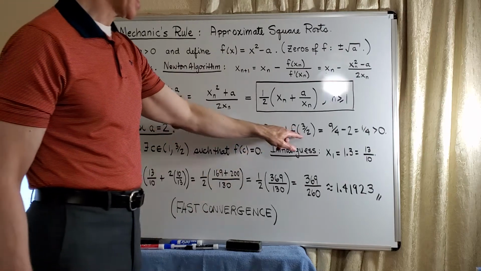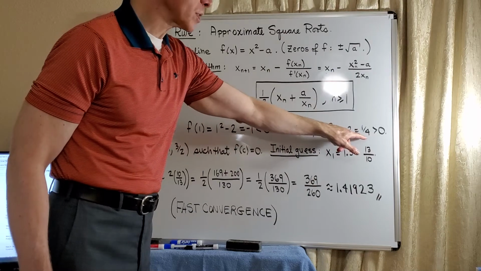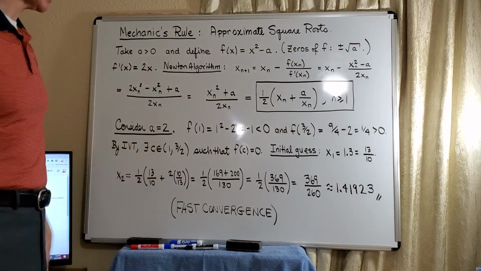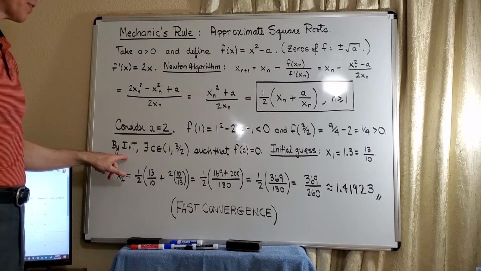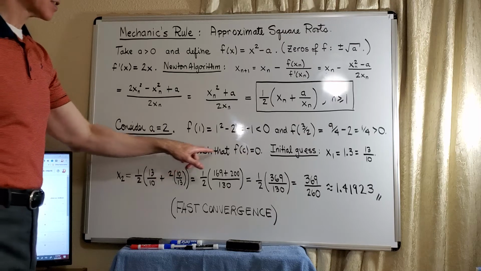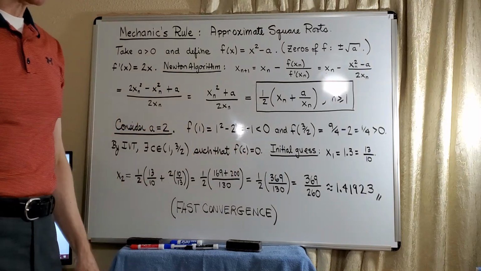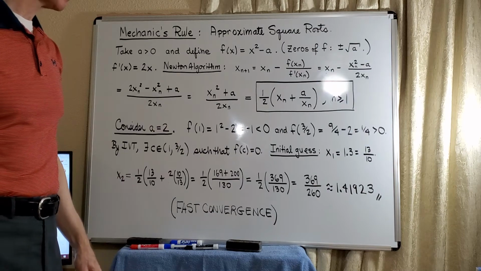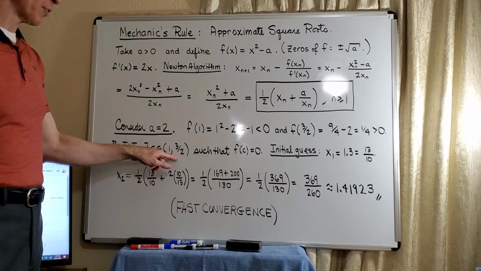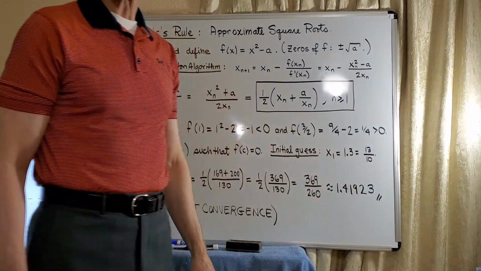And then f of 3/2 will just be what? 9/4 minus 2, but of course that's 1/4, which is a positive number. So we have alternation in sign. So by the intermediate value theorem, we know there's at least one c between 1 and 3/2 such that f of c is equal to 0. And that's the zero that we're interested in. That is the square root of 2. So we can make an initial guess. You can pick a number between 1 and 3/2, and I've chosen 1.3, which is just 13/10.